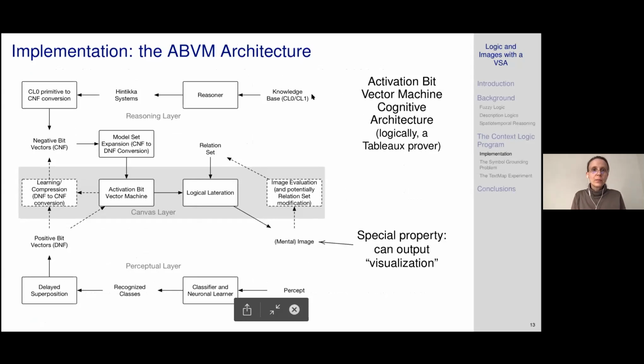So coming back to the architecture, where does this come in? We have the CL0, CL1 knowledge base up here. This goes down to the intermediate layer here, and can be visualized in this pathway, or we can come up from perception and have the two arms, so to speak, join here and be combined. So reasoning can be combined with perception here, and we get a mental image then. Okay.